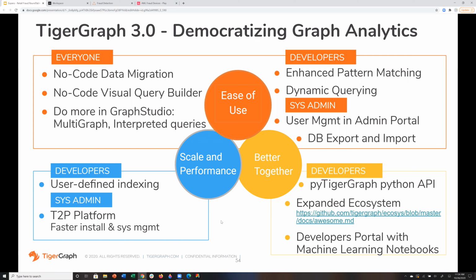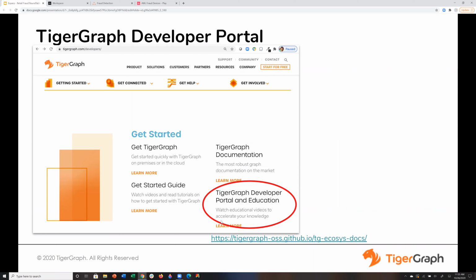We have an expanding ecosystem of different things around that, including a whole host of integrations with machine learning platforms. And to talk about that and to show that, I'm going to very quickly go into the developers portal. On the next slide, I'm about to wrap up. On our latest website update, we now have a developers page, and there's a link there to our developers portal.